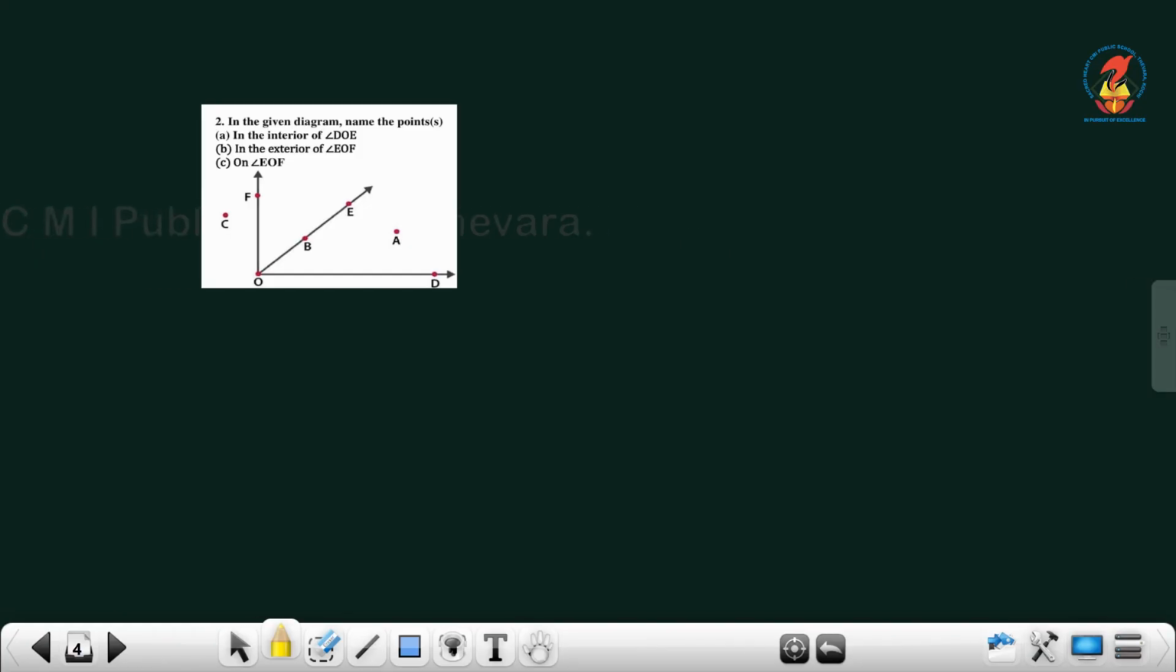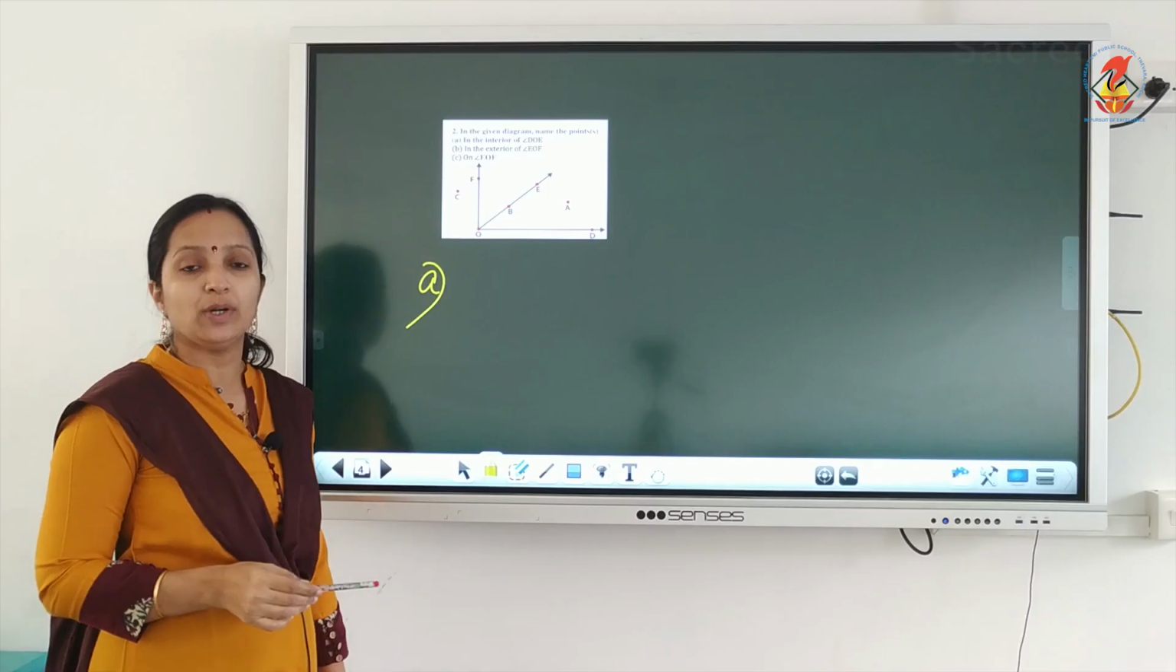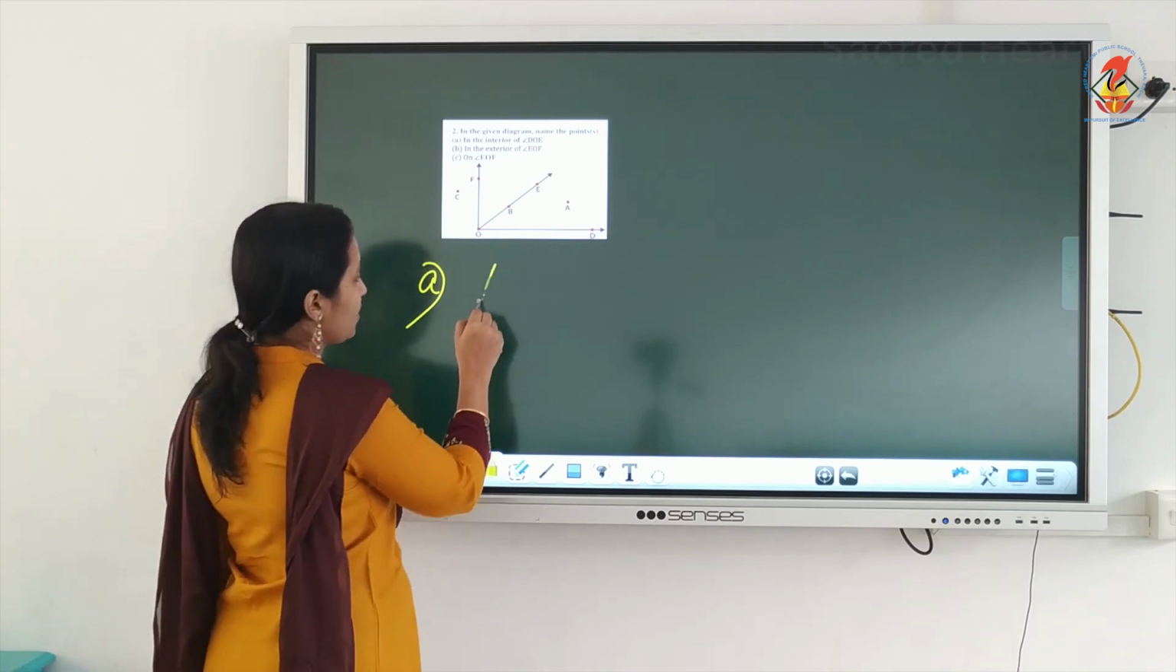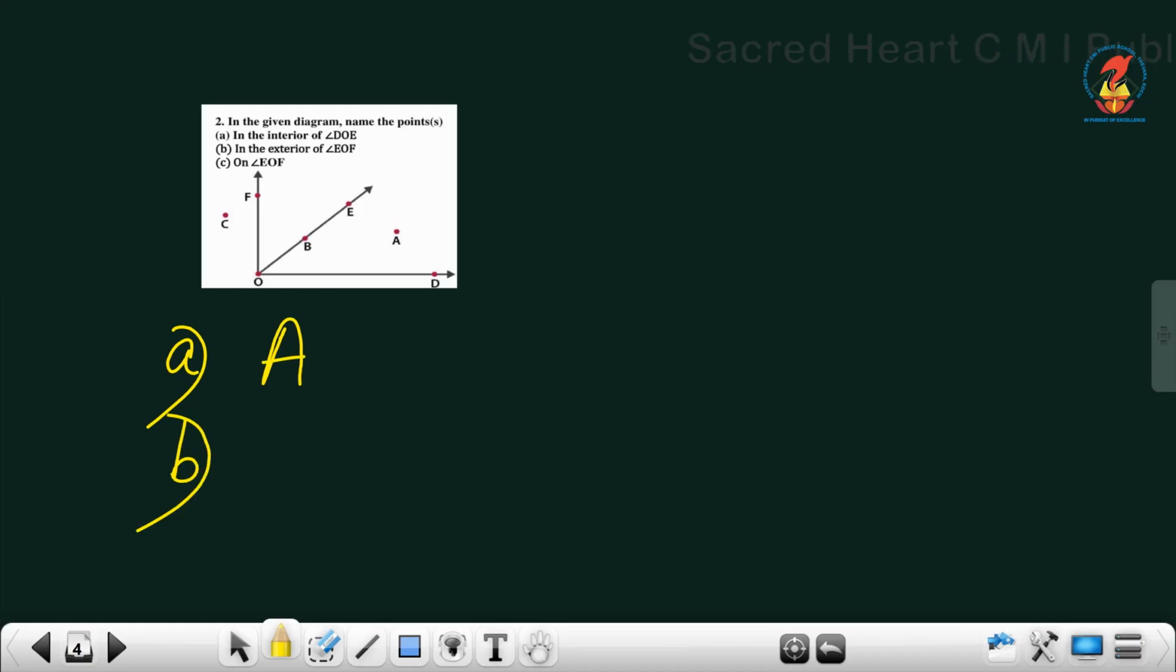In the given diagram, name the points in the interior of angle DOE. Angle DOE is this angle. Which is the interior point? Interior point means within the 2 arms. Within the 2 arms, which point is there? A. So A is the interior point.